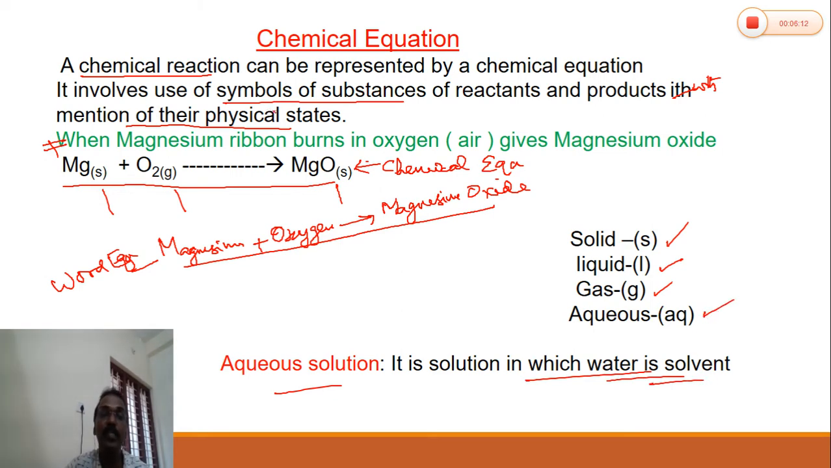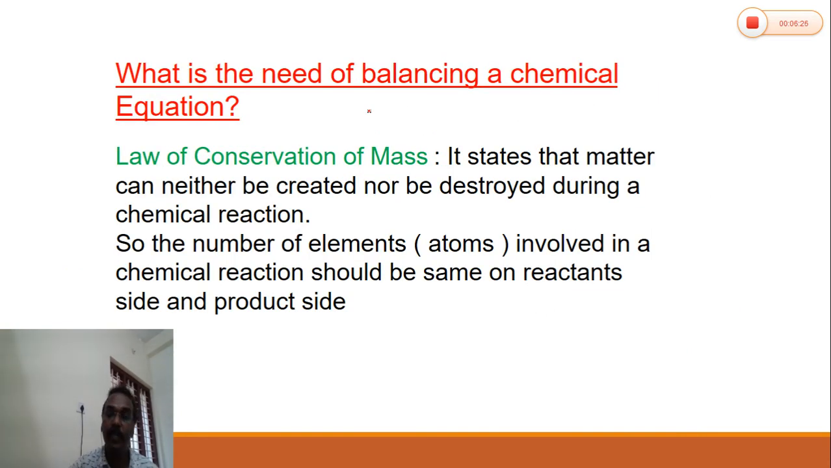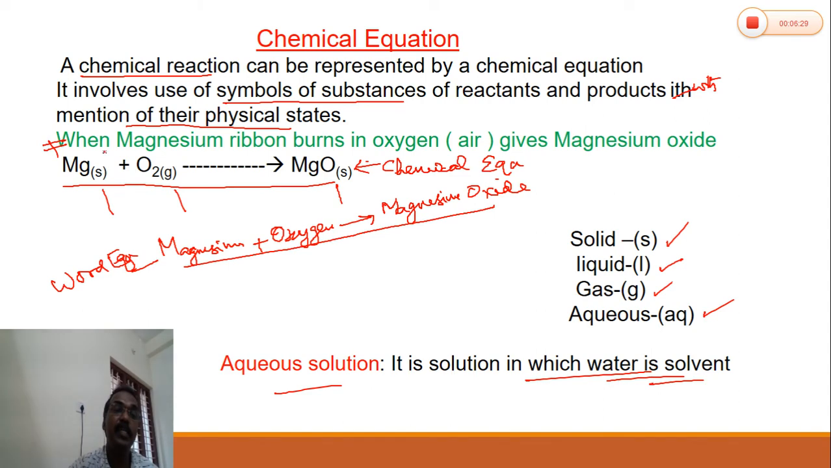A chemical equation is an equation representing a chemical reaction, in which the symbols of reactants and products are written with their physical states mentioned. Now, in the equation we studied here, Mg plus O2 gives MgO, the number of atoms on both sides is not the same. This is the LHS, left hand side, and this is the RHS, right hand side. Left hand side is reactants, right hand side is products.